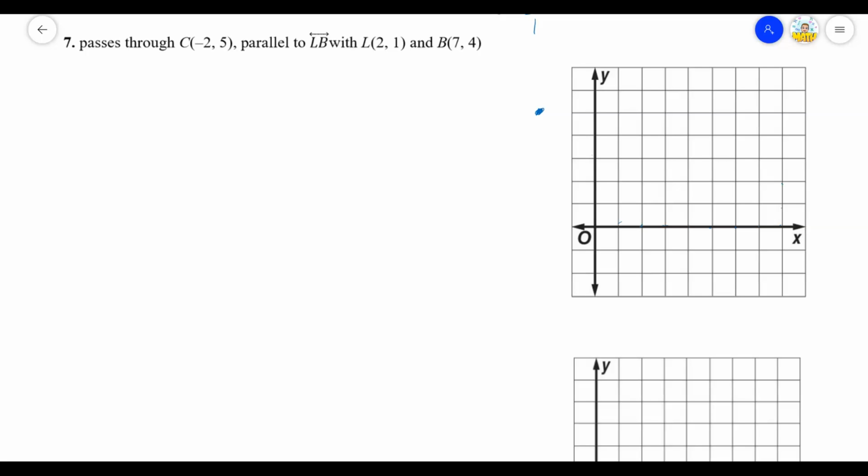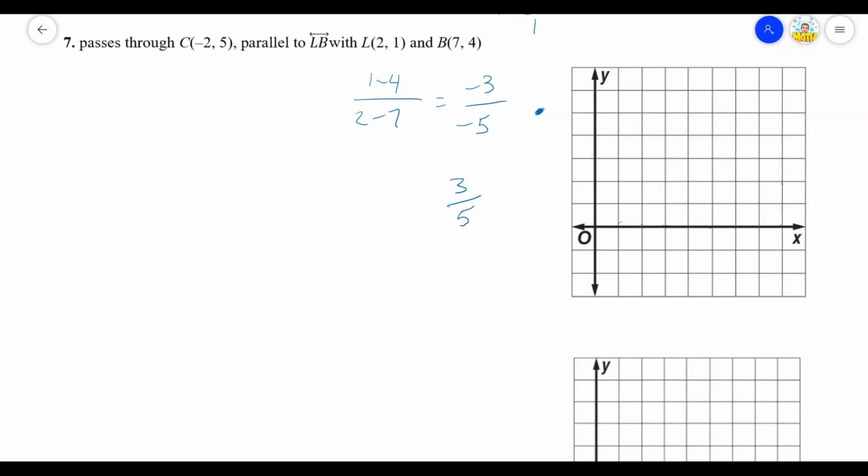And it's going to be parallel to the line LB with the points 2, 1, 7, 4. So the slope of LB is going to be the slope of our line. They're parallel to each other. So we have 1 minus 4 over 2 minus 7. So this is negative 3 over negative 5, which is 3/5.